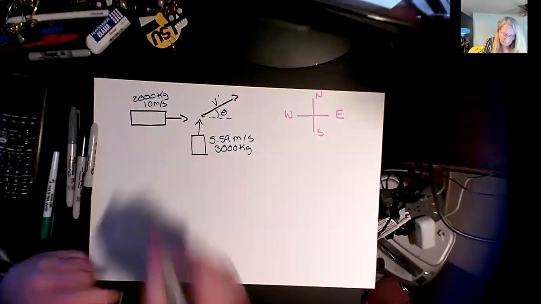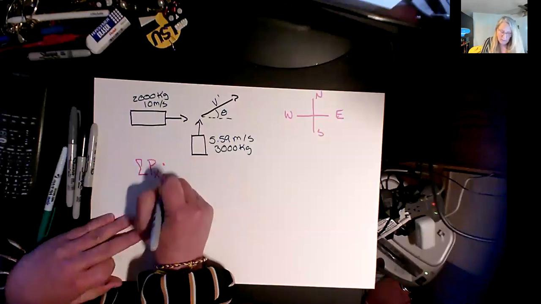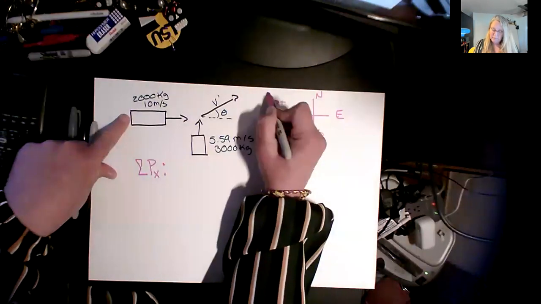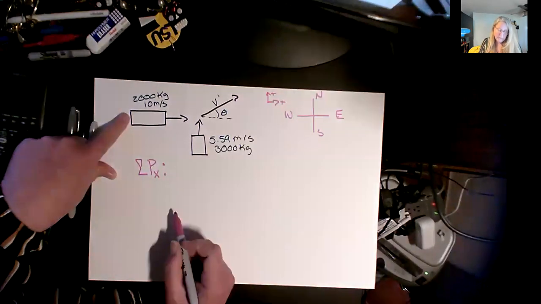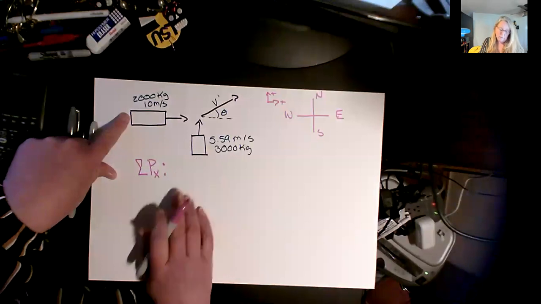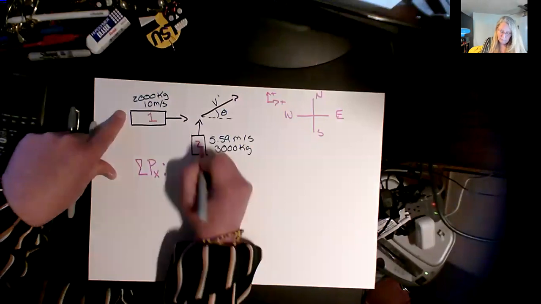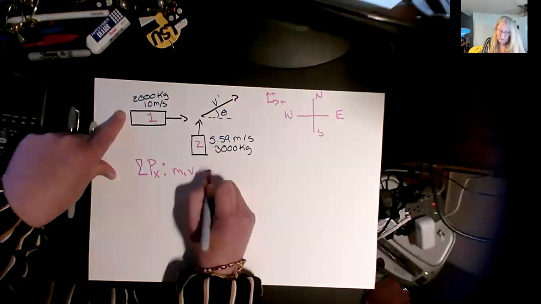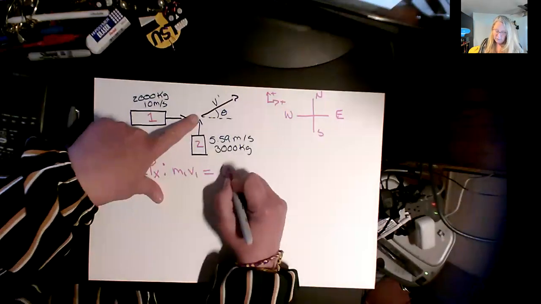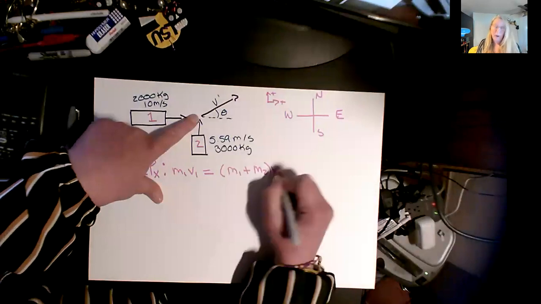So I can come down here, and go, the sum of my momentum in the X, what do I have? Let's define this as positive. I only have this 2,000 kilogram car in the X. This one is all in the Y. So only this one gets considered here. So let's call this 1 and this 2. So I'll have mass 1, velocity 1 is going to equal, here they've stuck together, so this is an inelastic collision, so mass 1 plus mass 2 times velocity prime.